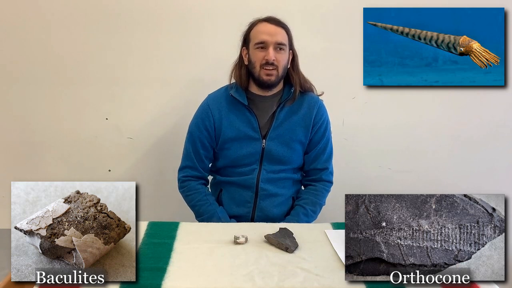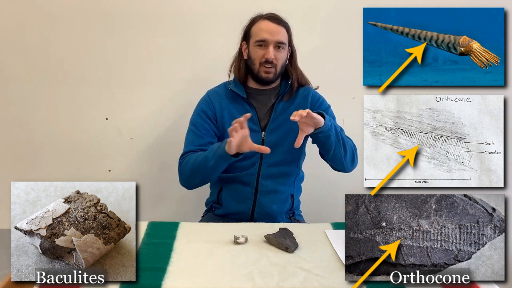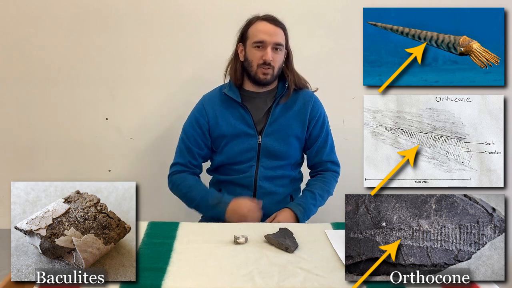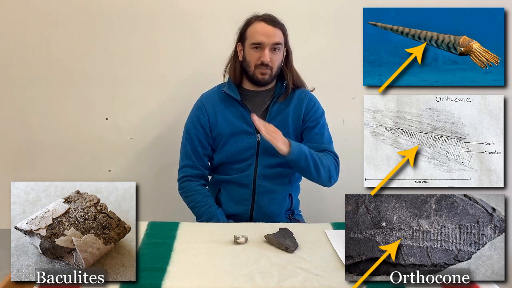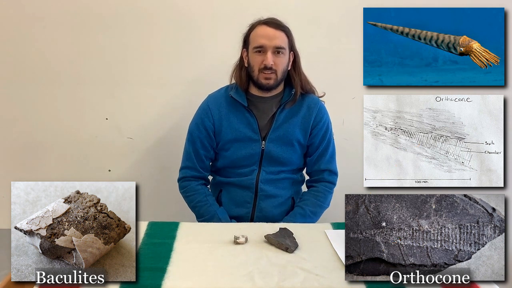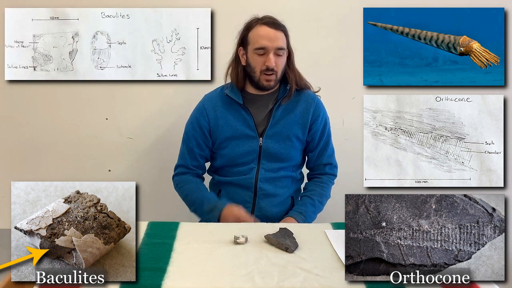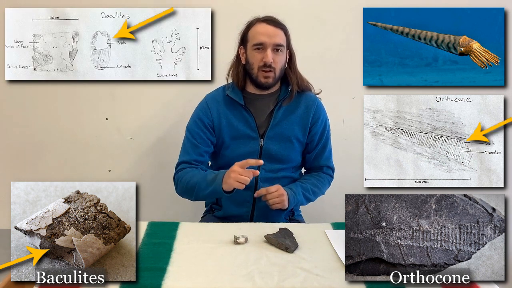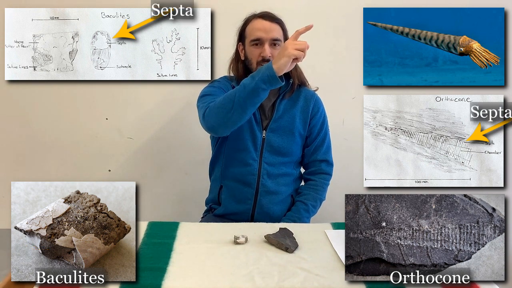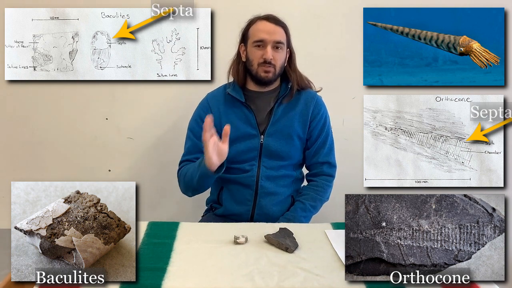We can see the different divisions that make up the shell. As the animal grew, it would add on new chambers. You can notice, especially in the outline of the orthocone, there's these really nice lines that show exactly where each chamber was. Whereas if you look at the baculite, it's a little bit more confusing to know exactly where it is. But on my diagram, you can see that I've outlined where the septa is on both the baculite as well as the orthocone. And the septa is that part that really divided between the two different chambers.